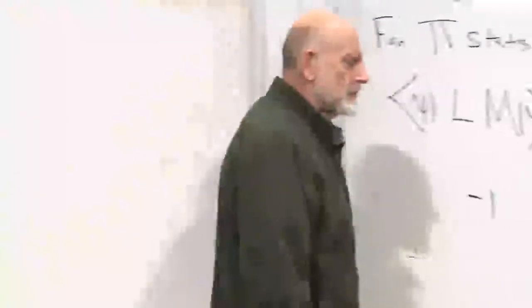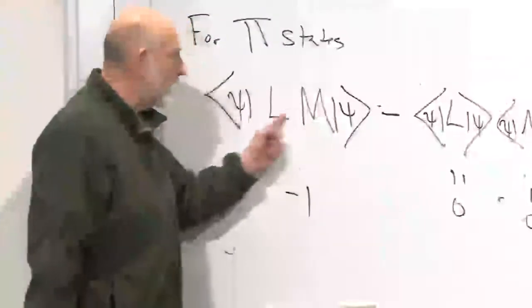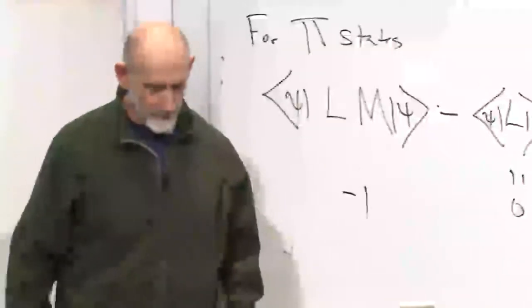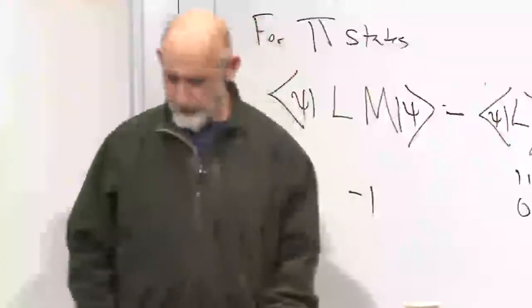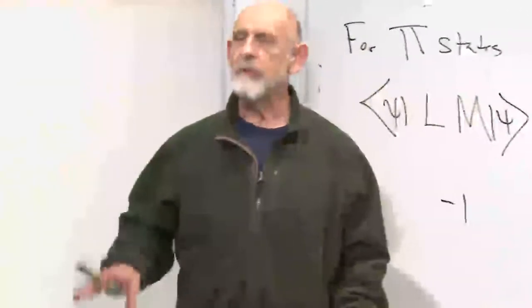I'm not sure what syntax means. I assume it means the words. It just means, how do I interpret LM on the board? That's all. The product of the operators. Yes, it means you act first with M and then L. But it doesn't mean that you've measured them. This is just a mathematical thing, right?